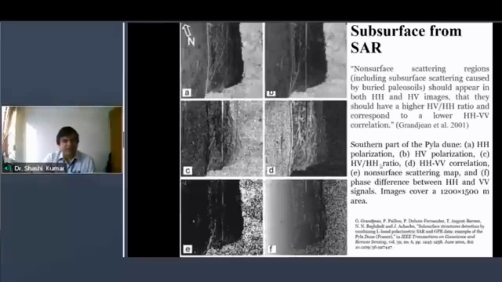And the object which is appearing dark in the HV by HH ratio is now appearing as a very bright patch in the HH minus VV correlation. And E is showing the non-surface scattering map, and F is showing the phase difference between HH and VV signals. So now here one can see that we have not gone into very much detailed analysis of this portion because this trend analysis is already available in this paper.